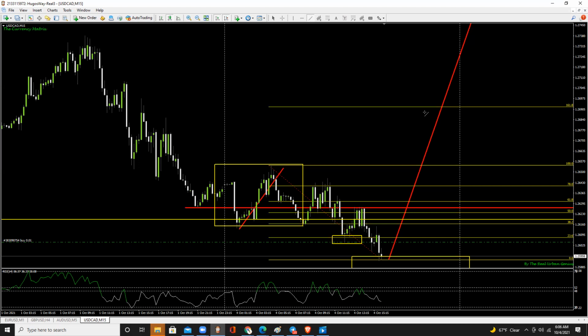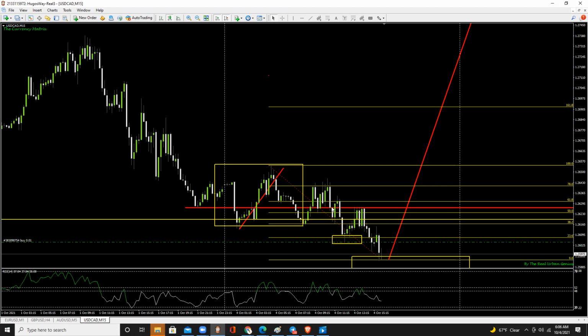Now our entries are in, our stops are placed, and our TPs are set. Nothing else for us to do here on the USD CAD. Now I'm gonna go back over and take a look at what Aussie's got going on.